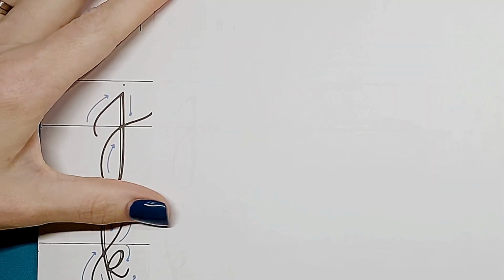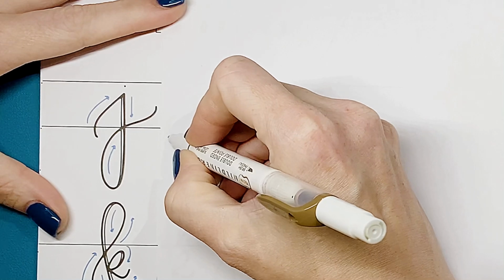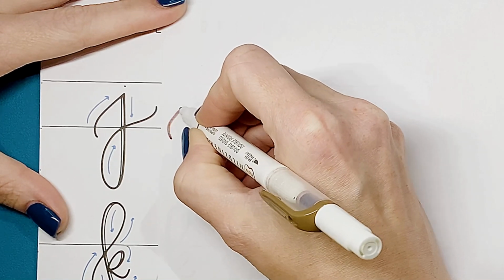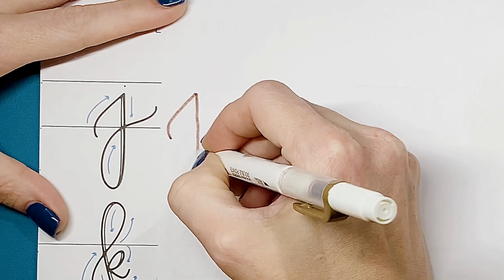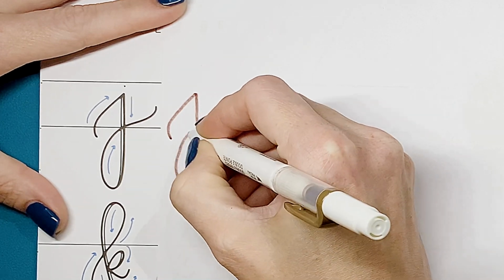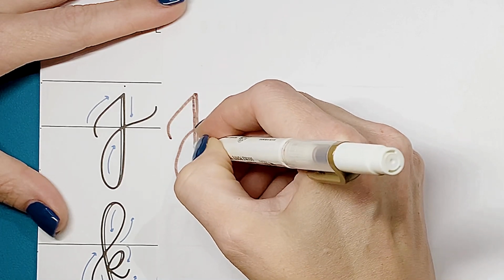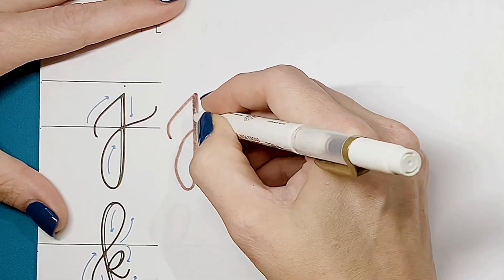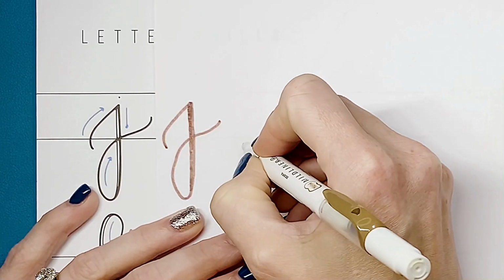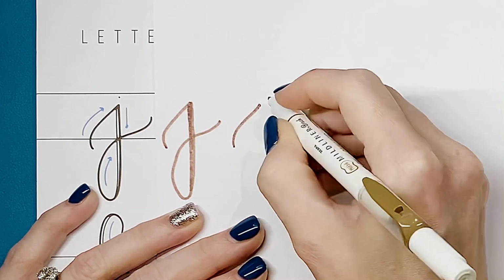Okay, guys, let's move on to J. We're starting below the line, and we're just making an up and over swoop. Then we're going down and around and up. And then right here is the only part we have to make a fake swoosh. So start below the line, up swoosh.